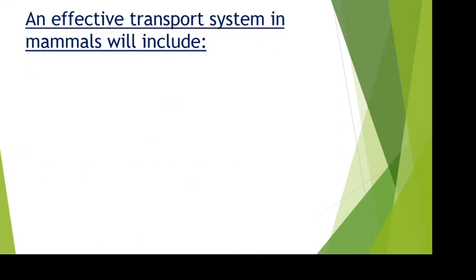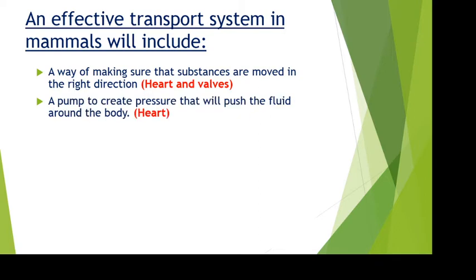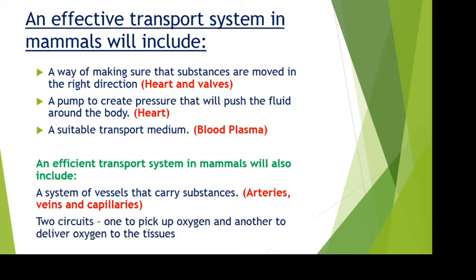So, if you're a mammal, an effective transport system, a transport system that will deliver nutrients, oxygen to your cells more than quick enough to meet your metabolic demand, will include a way of making sure substances are moved in the right direction, so a pump and valves to stop it going backwards. So, pump again to create enough pressure to push that fluid around the body quick enough to meet your metabolic demand so the oxygen gets to the cells quick enough. A suitable transport medium, that oxygen, those nutrients, they've got to be diffused in something or taken in by something. And also a system of vessels that can carry that substance. So, arteries, veins, and capillaries are what we have as mammals. And it's incredibly efficient if you can have two circuits, one that only picks up oxygen and another that delivers that oxygen to your respiring tissues.